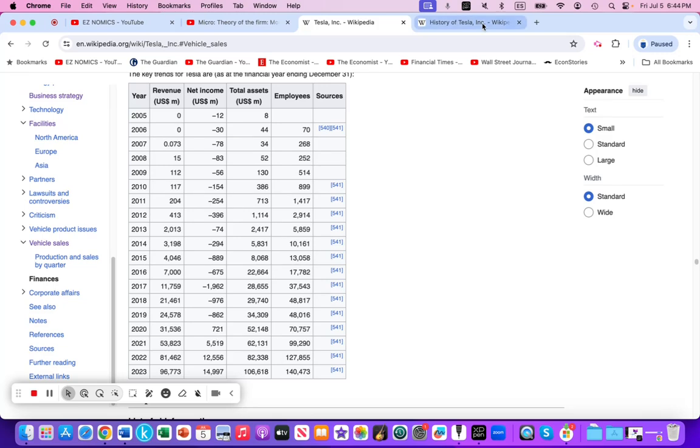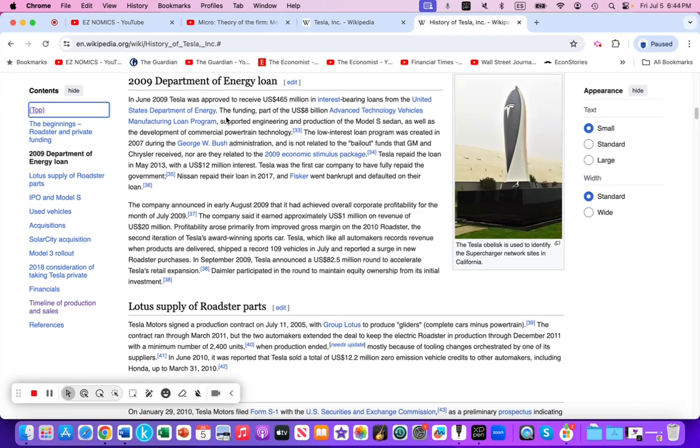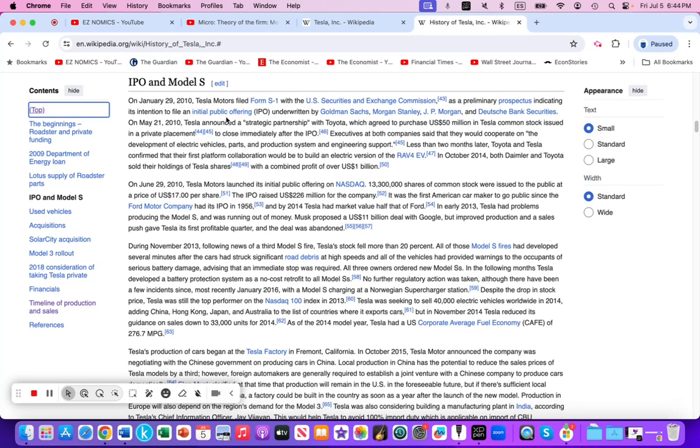Okay. How were they able to operate at a loss? Well, they got subsidies. The Department of Energy offered them a low interest loan, $465 million in 2009. In addition, they got investment by listing on the NASDAQ and being listed as a public company.